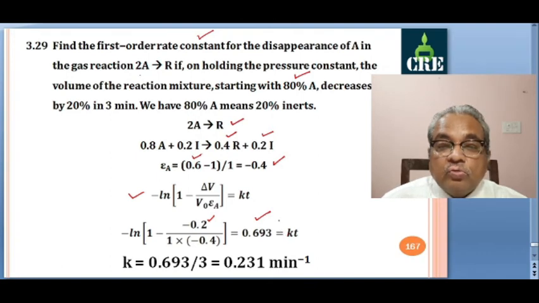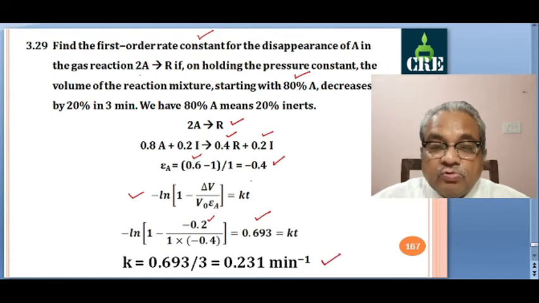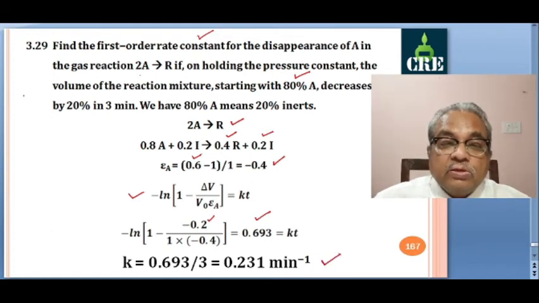So K is equal to, in 3 minutes it happens, so we divide this by time. 0.693 by 3 is 0.231, the first order rate constant. So units will be minute inverse, because here the time is in minutes.